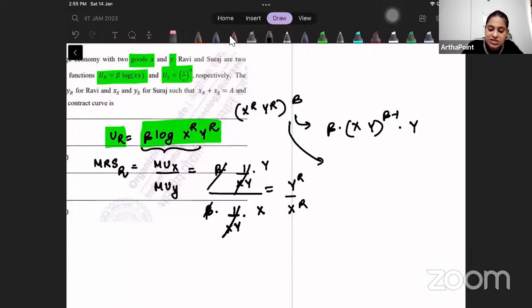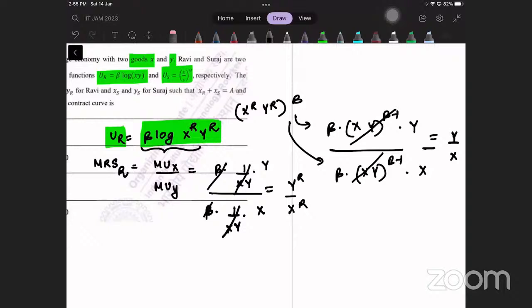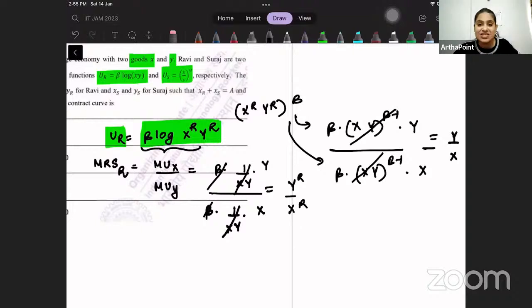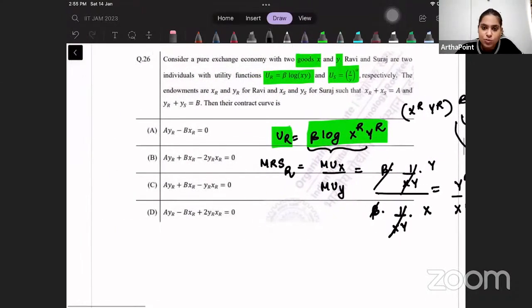Now do for this one once. So it will be beta XY to the power beta minus 1, and the differentiation of XY will be X. When you divide these two, from here also MRS will be Y by X. So what I mean to say here is, whether you find MRS using method 1 or method 2, you will get the same answer. It is not going to change. It's the same thing. Okay, so I've just found out the MRS for individual R.